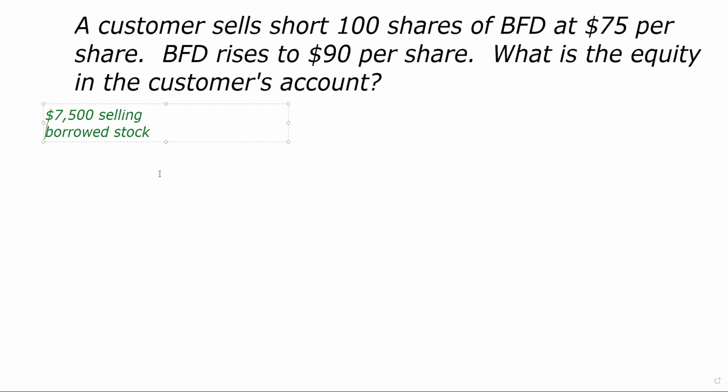Now, I'm not very good at arithmetic, so I'm not being facetious. I'm going to take my calculator just to make sure that is the margin call. So 7,500 times 50%. Yeah, 3,750. And this is where most people get hung up.